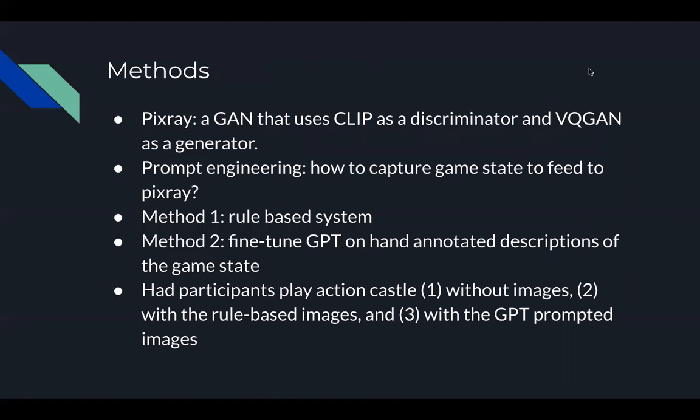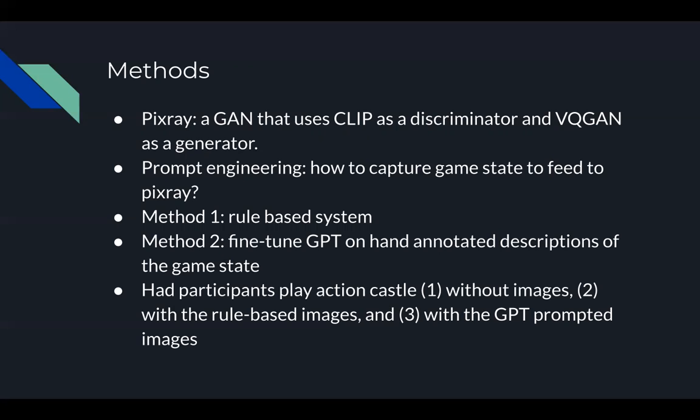Cool. So the way we did this is we used Pixray, which, if you guys don't know, it's a pretty cool image generation model. It uses OpenAI's CLIP as the discriminator and VQGAN as the generator for the GAN itself. And then once we decided on that, it really became a matter of prompt engineering, right? How do we capture the game state to feed into Pixray so we get these realistic, accurate looking pictures?